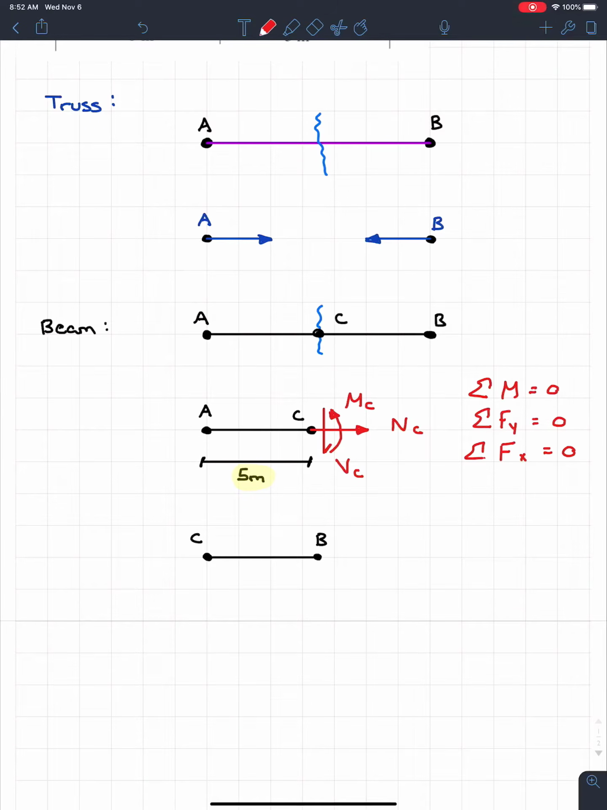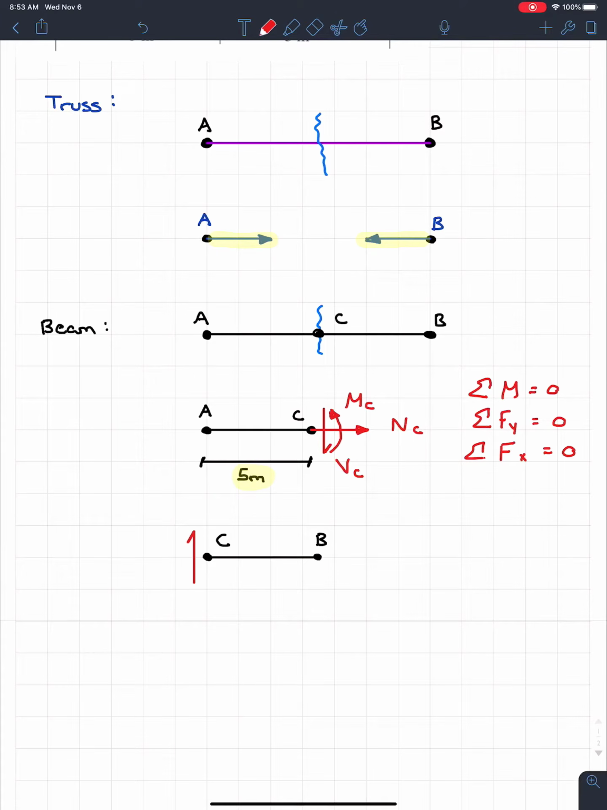But now, we have to look at the other side of the beam real quick. So at this bottom diagram, where I have C, remember that wherever we cut has to be equal and opposite. If I look at the truss, I cut and I had a force going to the right, while on the other side I had the same force but going to the left. And it is the exact same for beams. So if I look at C at the top, I have my shear force going downwards. So on this side of the beam, my shear force must be going upwards.